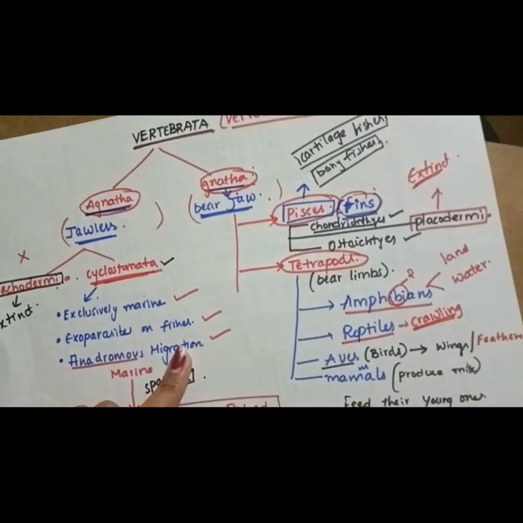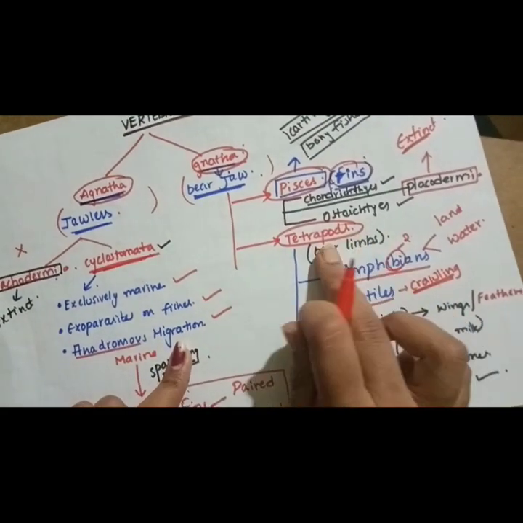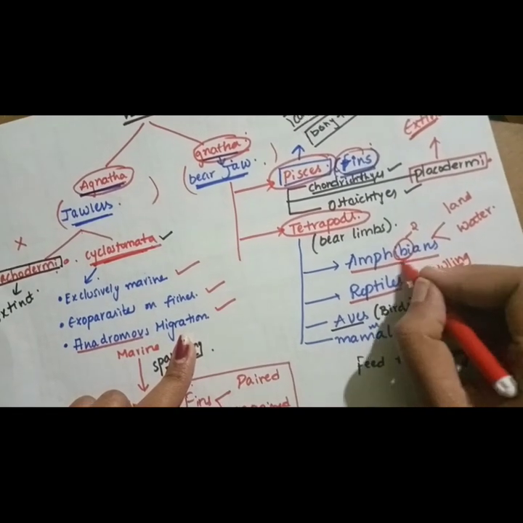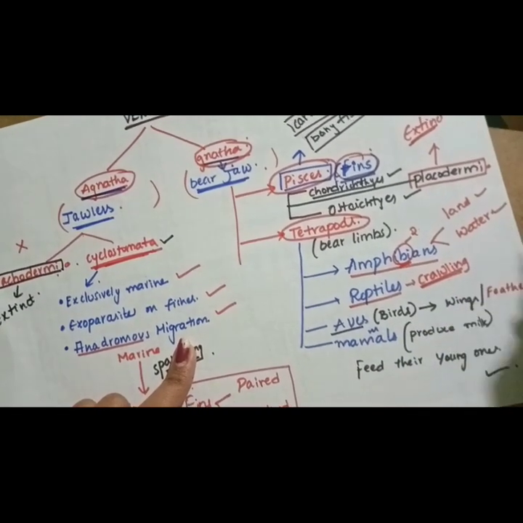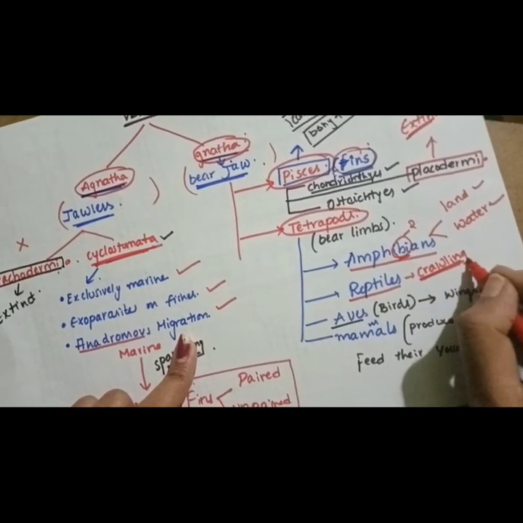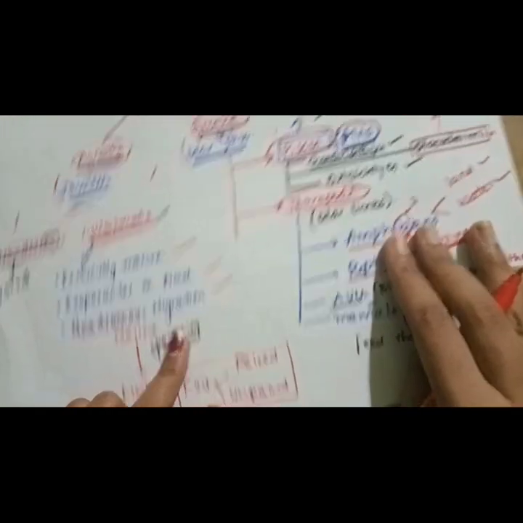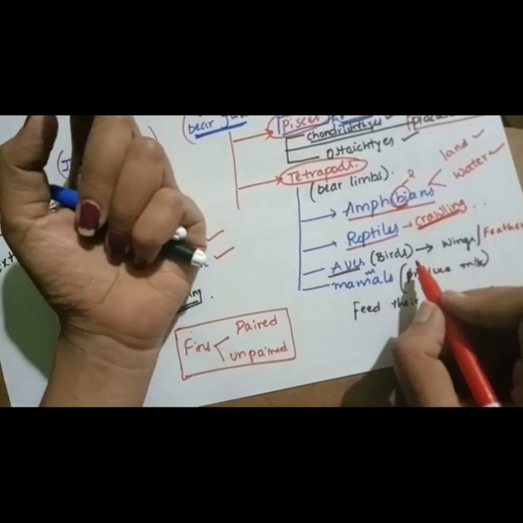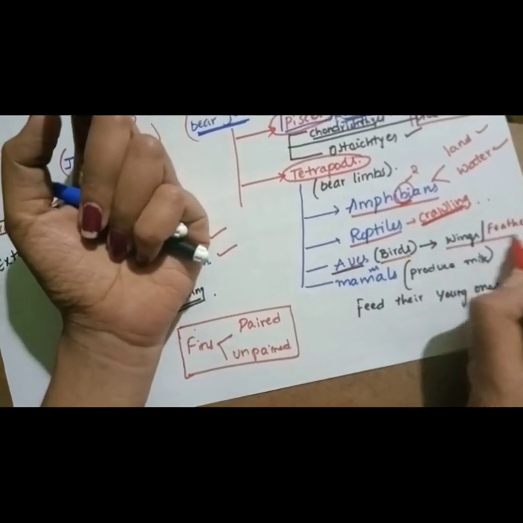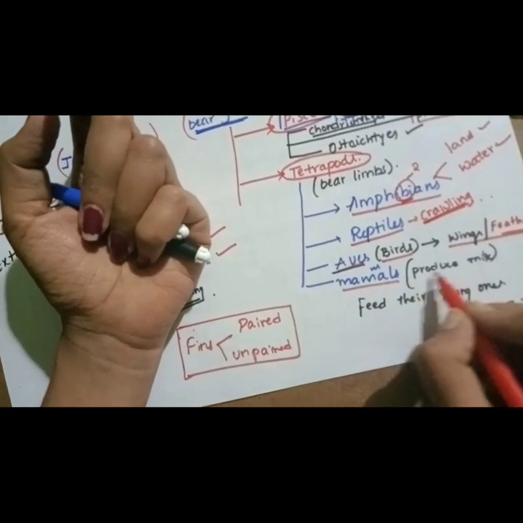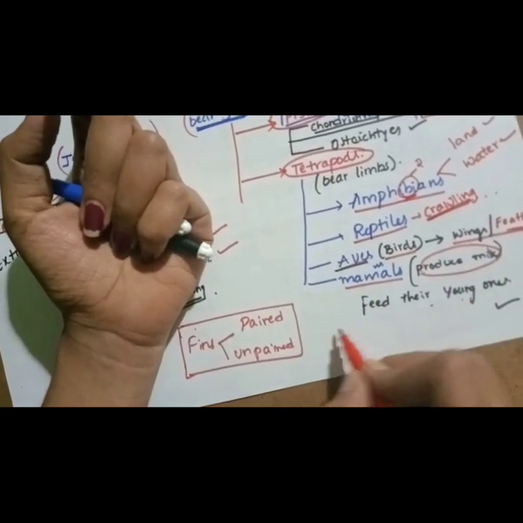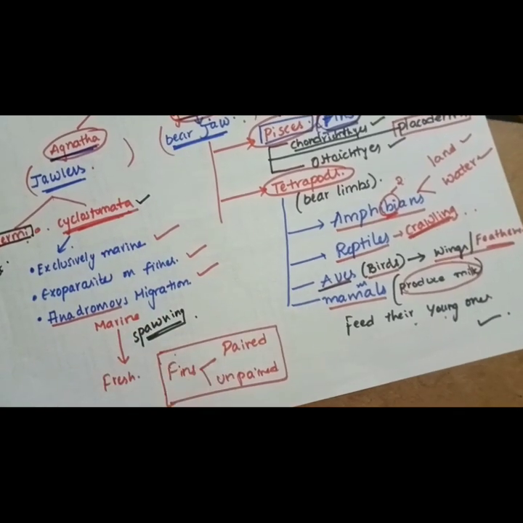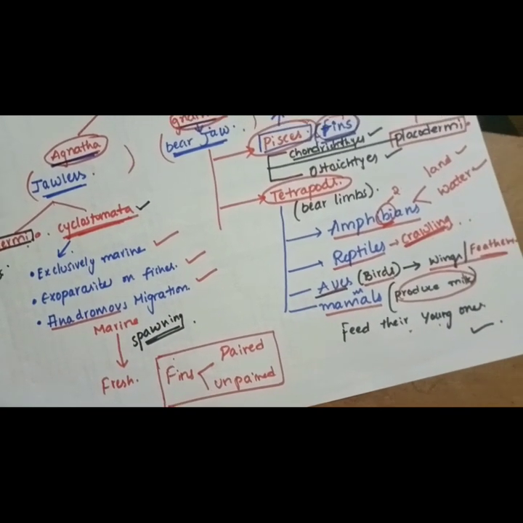and in jawless fishes, ostracoderma is extinct. Tetrapods, which bear limbs, include amphibians, reptiles, aves, and mammals. Amphibians live on land and in water. Reptiles are crawling animals, snakes and such. Aves, birds, which bear feathers. Mammals, which have the ability to feed their young ones. Okay, thank you.